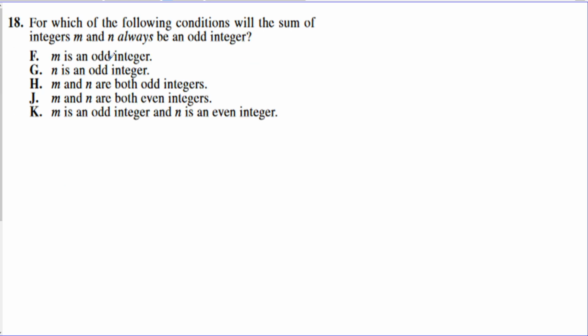Problem number 18. Which of the following conditions will make the sum of the integers m and n always be an odd integer? They're giving us a bunch of different options about whether m is odd, n is odd, both are even. The best way to answer this type of question is just to give yourself a simple example. If I say m is an odd integer, for example, m is equal to 3, and they want us to do the sum of m and n. If I say 3 plus 2, that's going to give me an odd integer. That's good. But if I made n a 1, then it would be 3 plus 1, and that would be a 4.